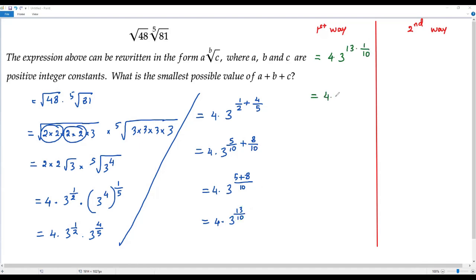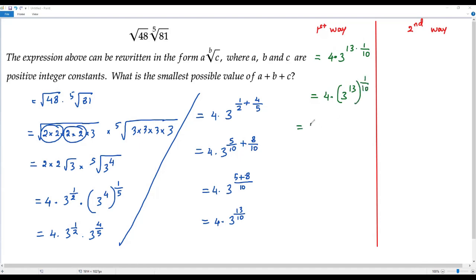Here, 4 times the exponent, two values are multiplied, 13 and 1 over 10. Whenever two values are multiplied at the exponent, we can take one of the values as an exponent for this base 3, and the other value can be taken as an exponent for the whole stuff. Let me take the first value 13 as an exponent for this 3. Then I'm getting 3 to the power of 13. Now the other value 1 over 10 can be taken as an exponent for the whole stuff over here.